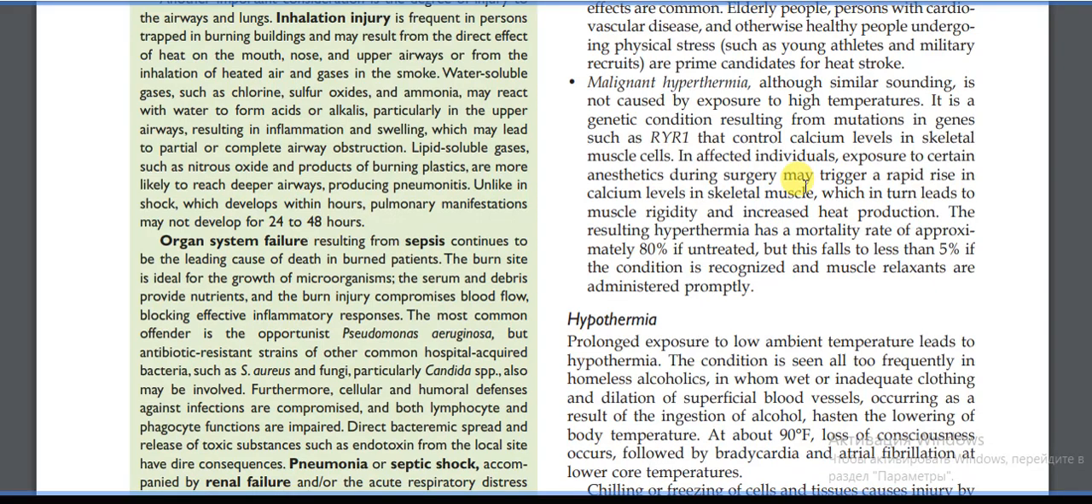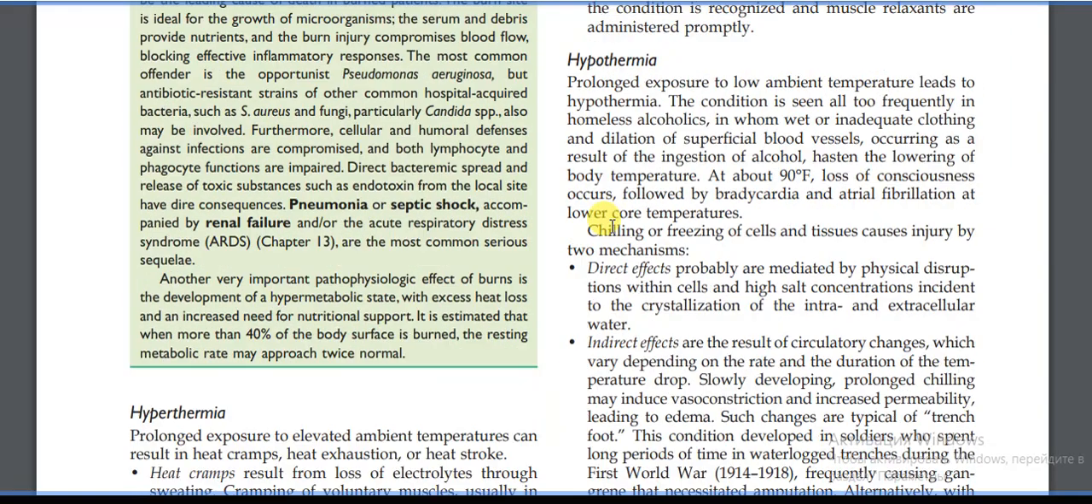The mortality rate is 80% if untreated, but if we figure out that this malignant temperature is produced by muscle contraction, we can give muscle relaxants, and then the temperature is decreased. Of course, administration of muscle relaxants should be followed with artificial ventilation of this patient, because the diaphragm doesn't work in this condition. Okay, that's the heat affection of the body.